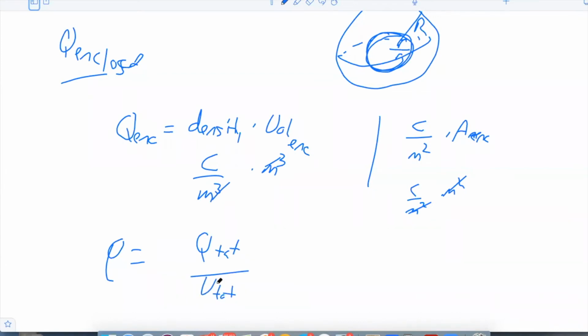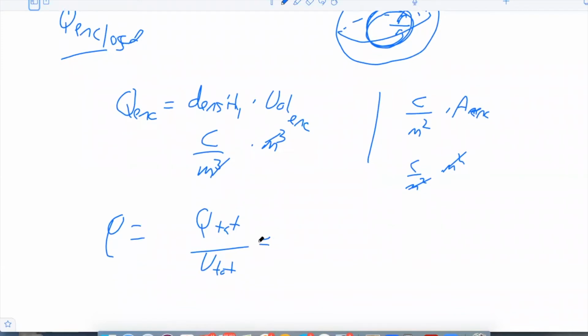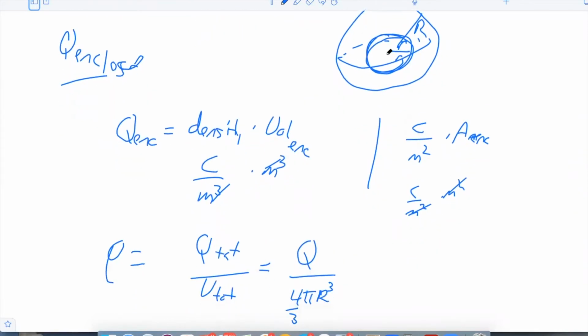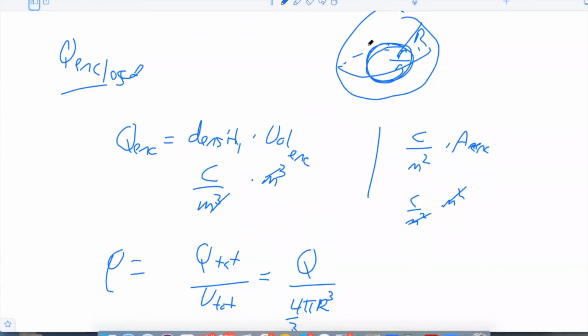Whatever your shape is, if it's an area, that would be total area. Okay, so my density here is Q, that's the total charge, divided by the volume of the entire sphere, 4/3 pi R cubed. At every spot in this big sphere, the charge density is Q over 4/3 pi R cubed coulombs per cubic meter. That's how much charge there is per cubic meter.